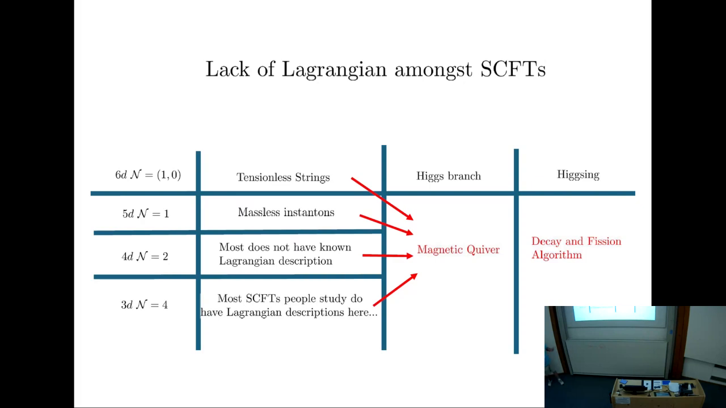So that's very nice. And once I have the magnetic quiver, I wish to perform what's called a decay and fission algorithm, and this is really the new focus of today's talk. And the idea is that using this decay and fission algorithm, I can now perform Higgsing on all these different SCFTs, even when they don't have a Lagrangian description.